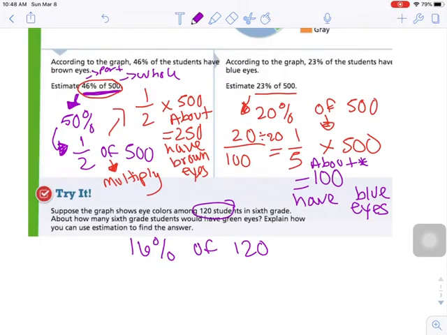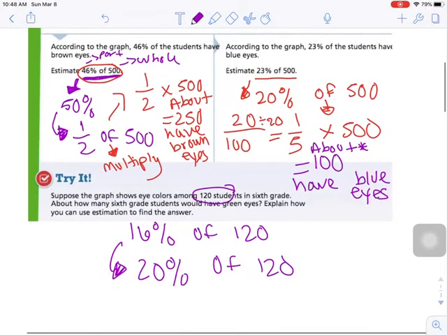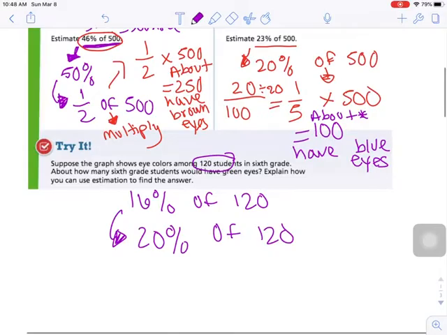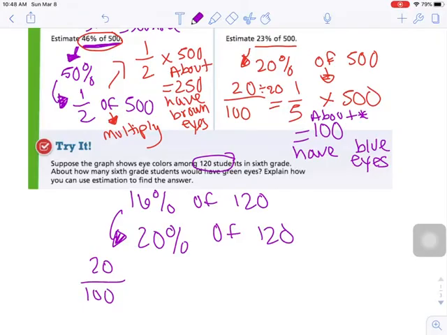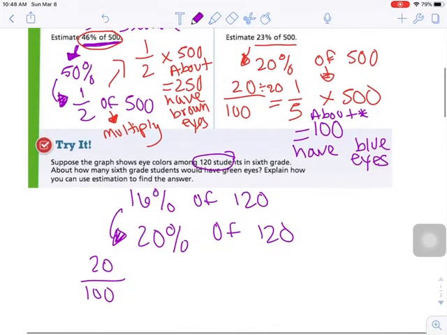So if we were to estimate this, the very first thing we're going to do is round 16%. So we're going to round this up. It's closer to 20%. So we have 20% of 120. We can turn 20% into a fraction. So you have 20 over 100, which we already did up above on our second part of our example up there. So we already know that this is 1/5.